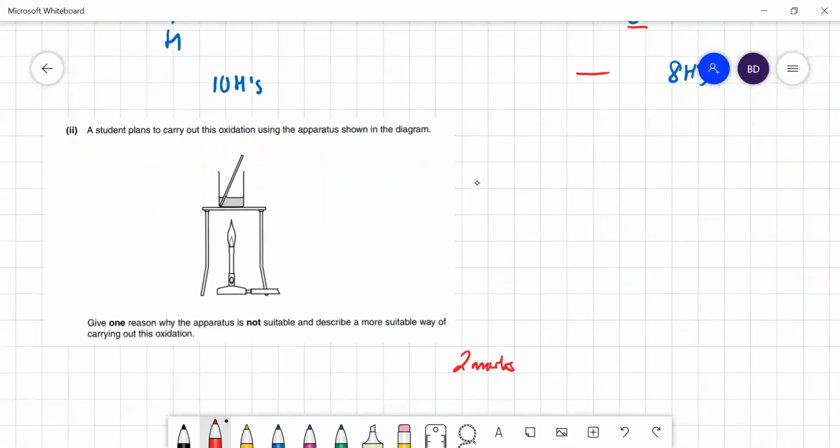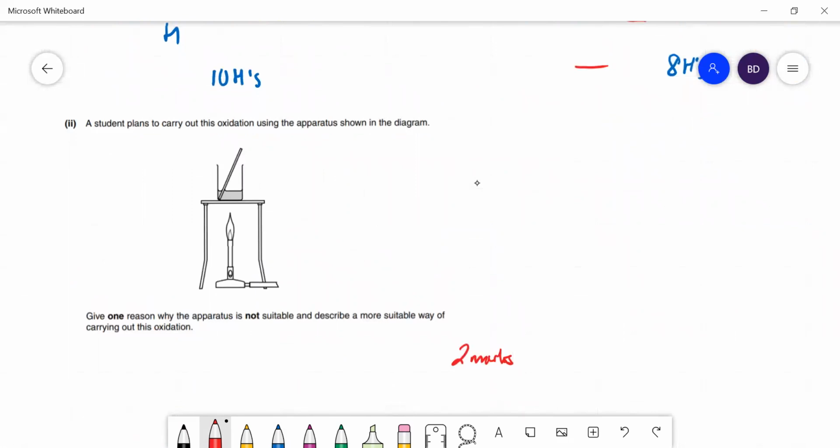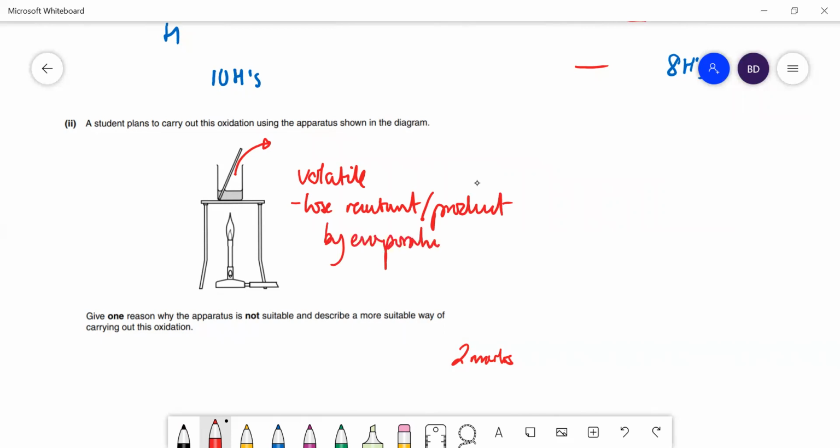Okay, a student plans to carry out this oxidation using the apparatus shown in the diagram. Give one reason why the apparatus is not suitable and describe a more suitable way of doing it. Okay, so we've seen before that butanol and butanone are volatile. They've got low boiling points. So if you boiled this for any length of time, you would just lose all of your reactant and product by evaporation. So you need to stop the vapor escaping.